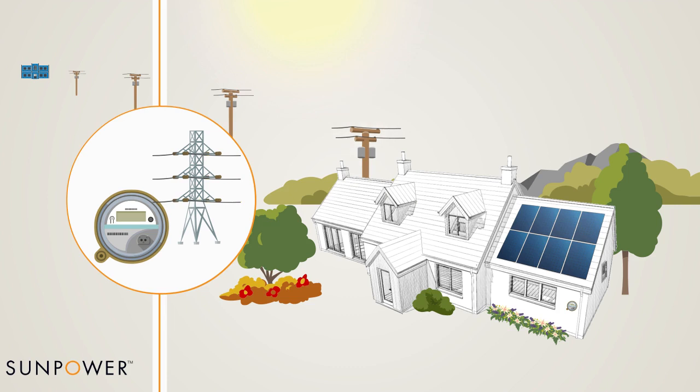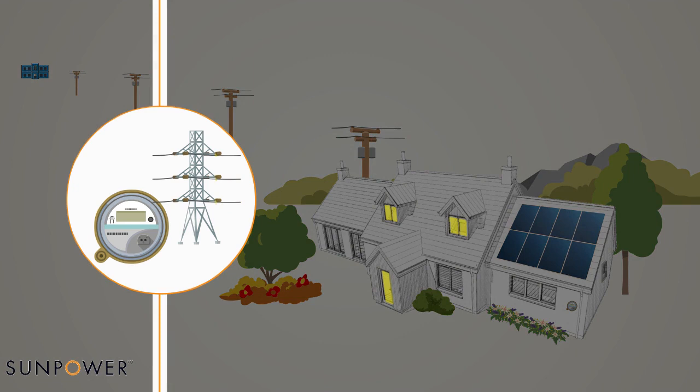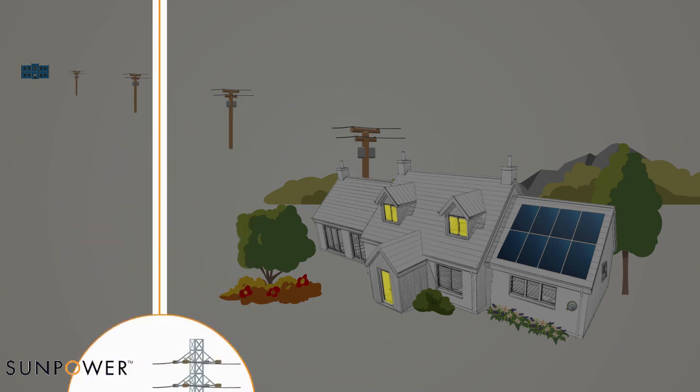When the home uses more electricity than the system generates, like at night, the home draws the power it needs from the grid. The utility company keeps track of the difference through a process called net metering.